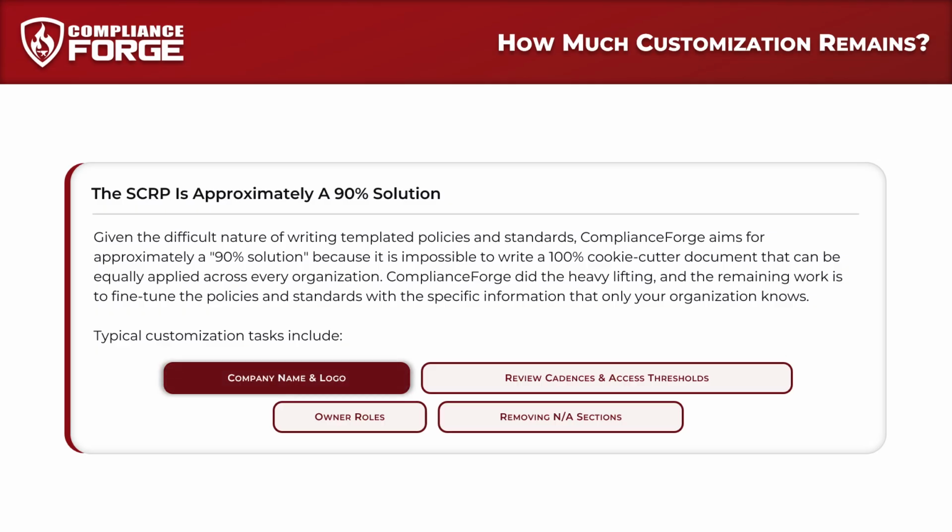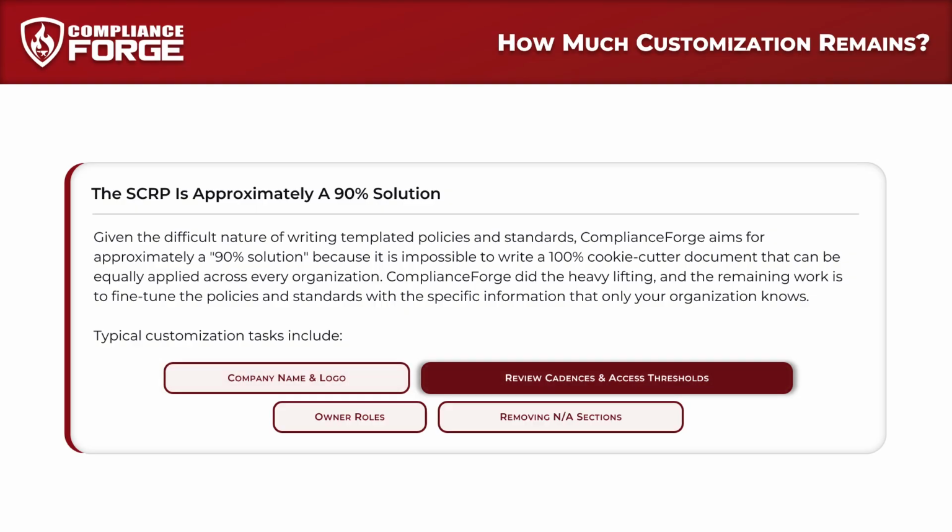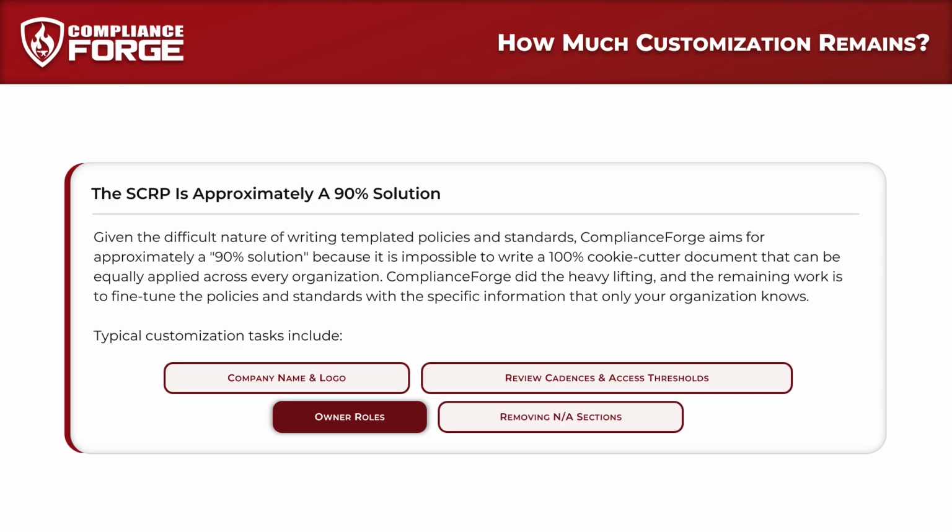In practice, customization is essentially filling in the blanks, adding your company name and logo, which ComplianceForge applies for you before delivery. Tailoring parameters, such as review cadences and access thresholds. Naming specific owner roles. And removing sections that do not apply to your organization.